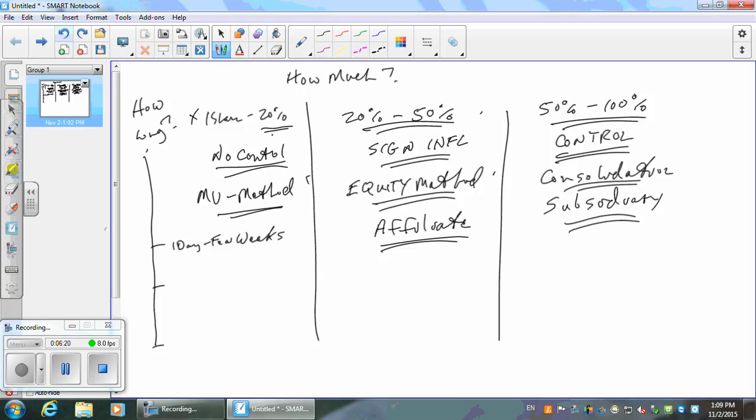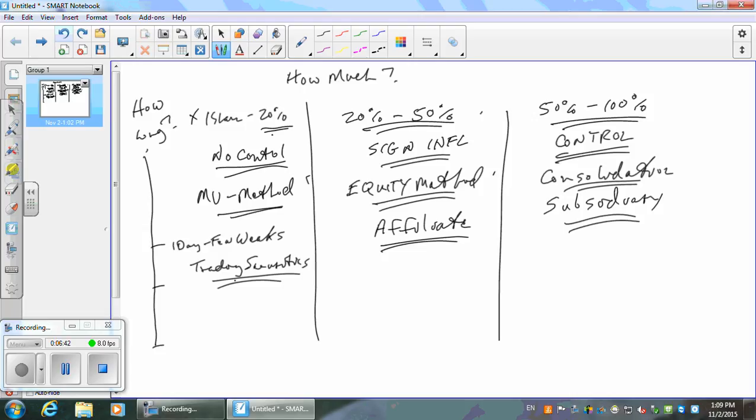What do we call these? What's the name for those? That's how long I'm going to hold it, right? About the stock for 1 day to a few weeks. 1 day, I'm just parking the money for it, earn something on it maybe. What do we call that? Trading. Trading security. Excellent. So it's an investment in trading securities. Good. All right, so you got that one.